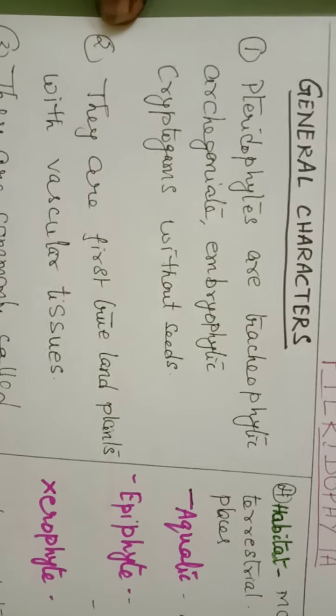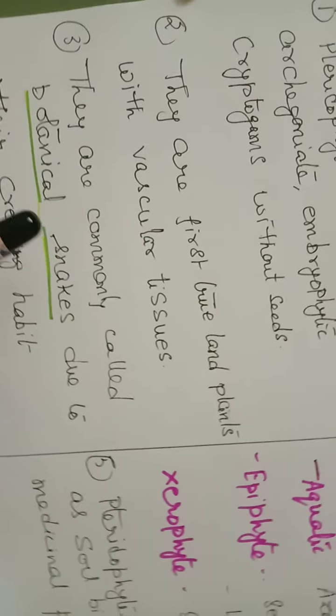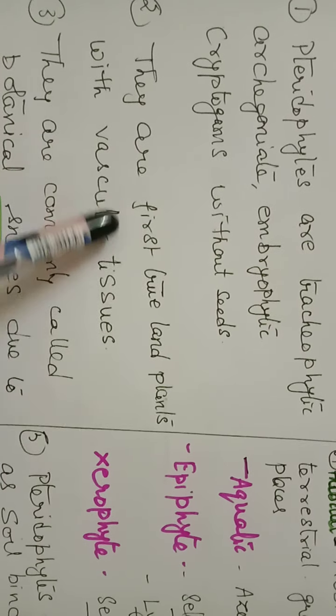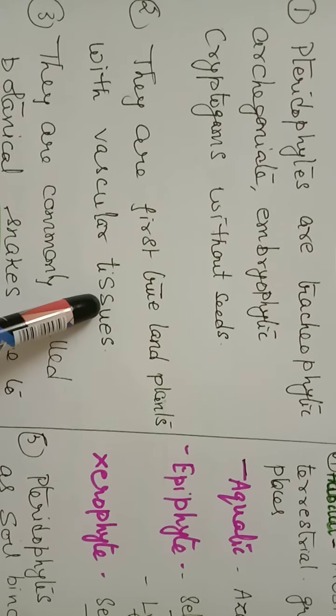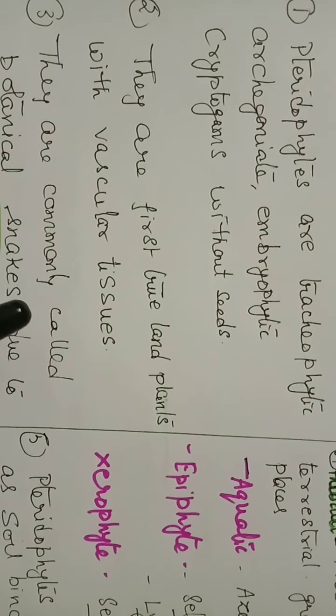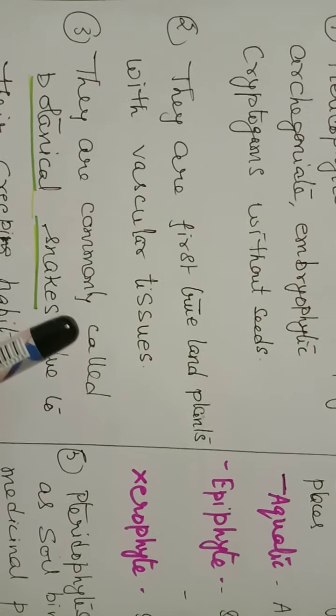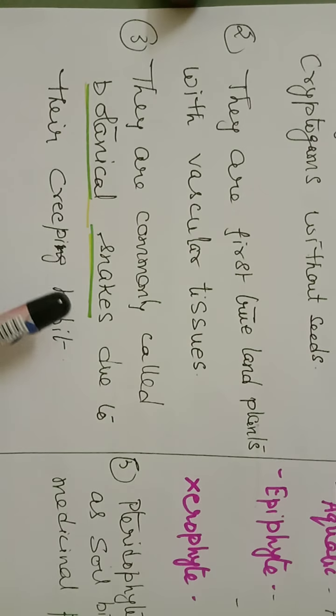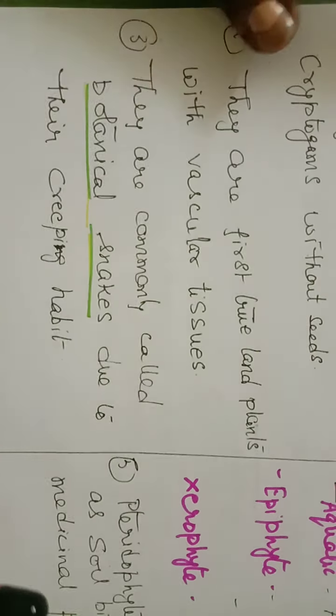They are the first true land plants. Next point, they are the first true land plants with vascular tissues. That is, vascular tissues are developed for the first time in these plants. So, they are the first true land plants. They are also commonly called botanical snakes due to their creeping habit.